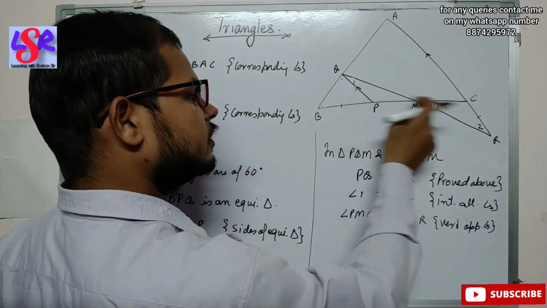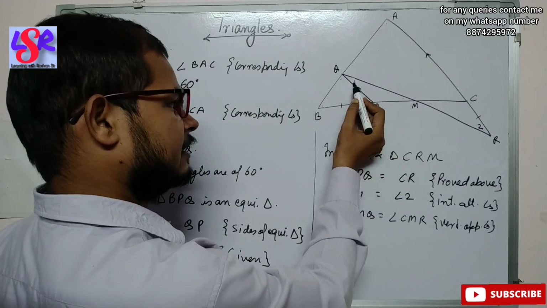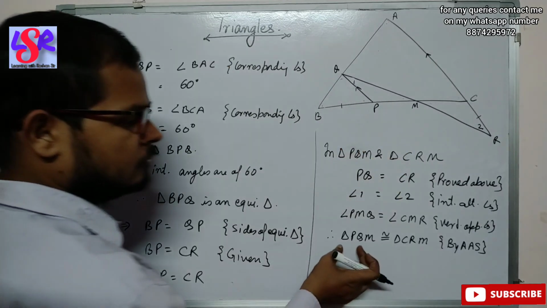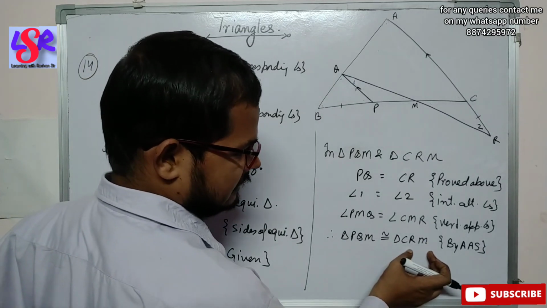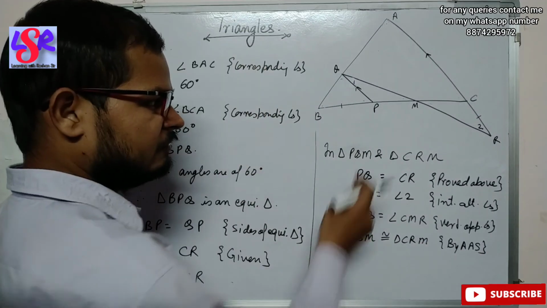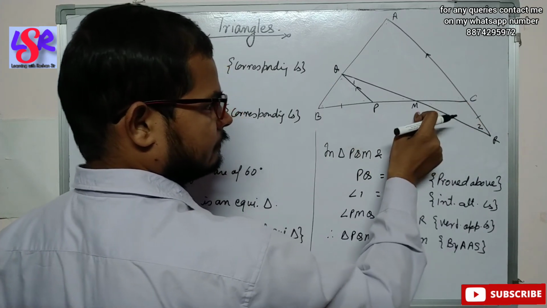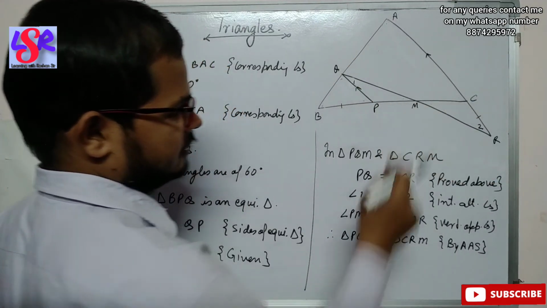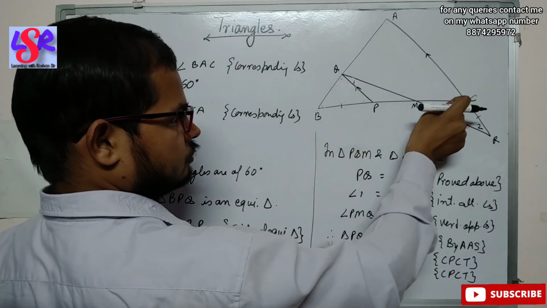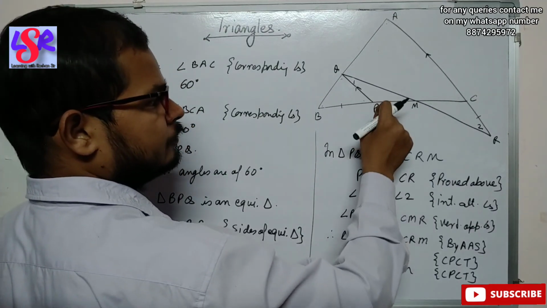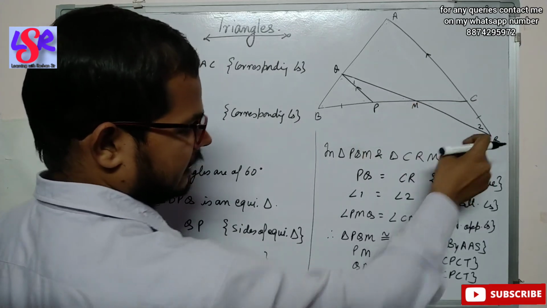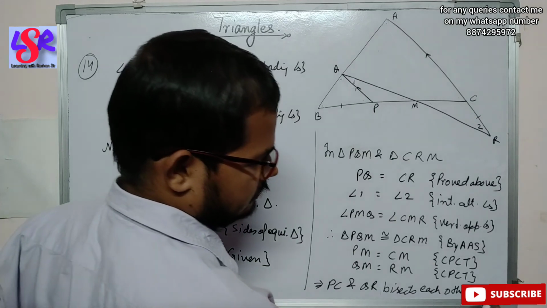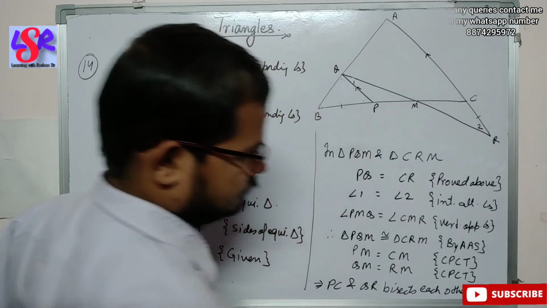Now to prove these two triangles congruent, we have used this angle and this side. So it is AAS. Therefore, triangle PQM is congruent to triangle CRM by AAS. Then we can prove this PM equals to CM by CPCT and similarly QM equals to RM by CPCT. And as this side equals to this one and this is equals to this one, therefore PC and QR bisect each other. Here we get PC and QR bisect each other. Hence proved.